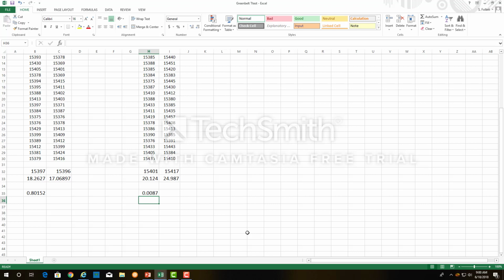5%, 0.05 is the magic number. If it's above 0.05, you fail to reject the null hypothesis. If it's less than 0.05, you generally say, okay, it is not random variation. You would reject the null hypothesis. But that's the t-test.